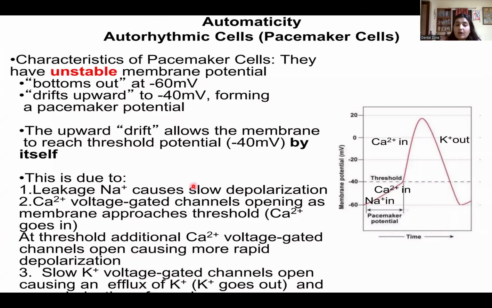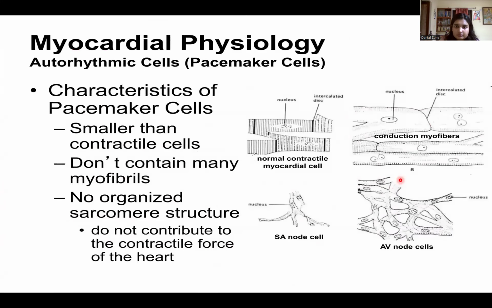How does it happen? When there is a sodium leakage, it will show depolarization. So from minus 60 to minus 40, it is called the pacemaker potential. Okay. So myocardial physiology, that means how these autorhythmic cells function or what their characteristics are.